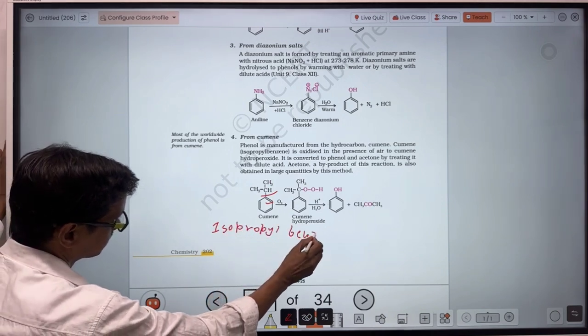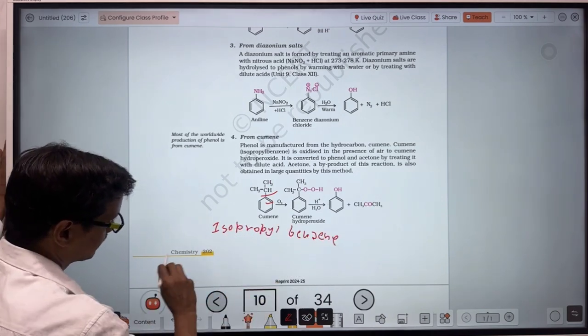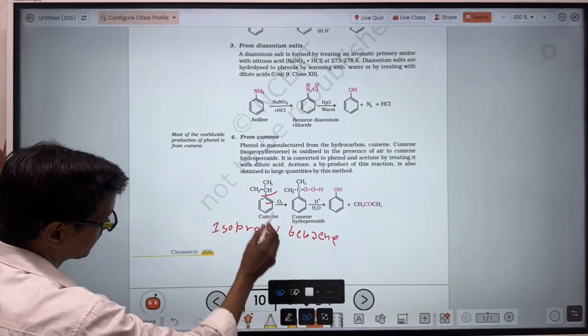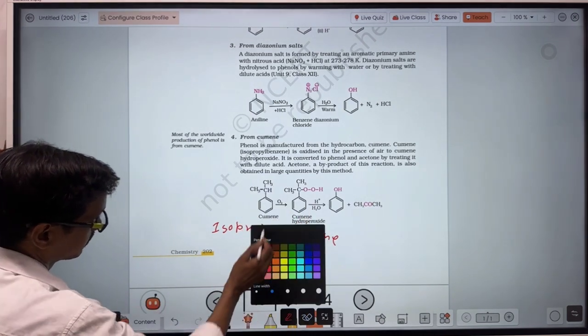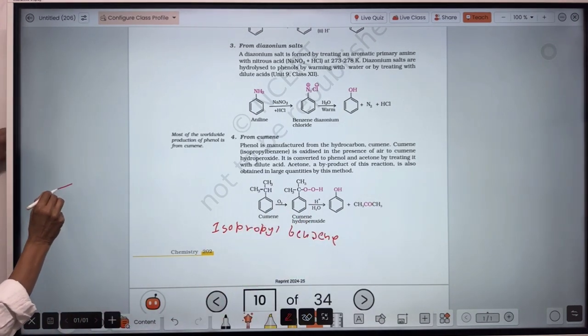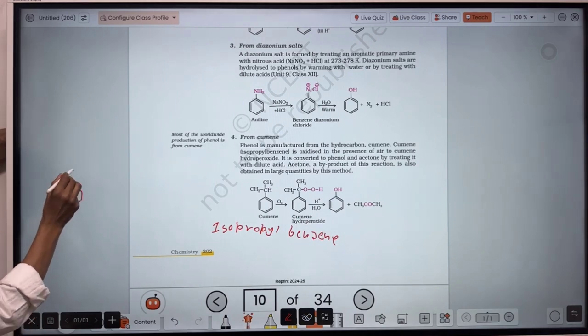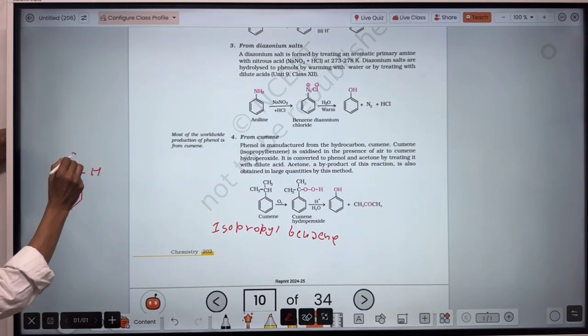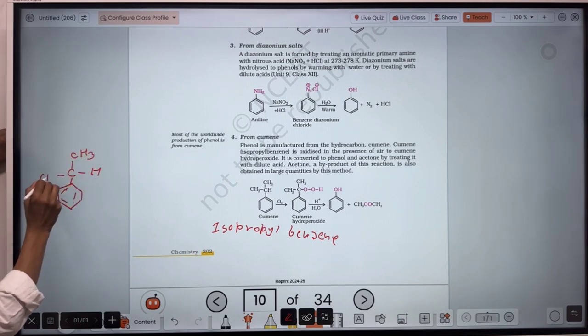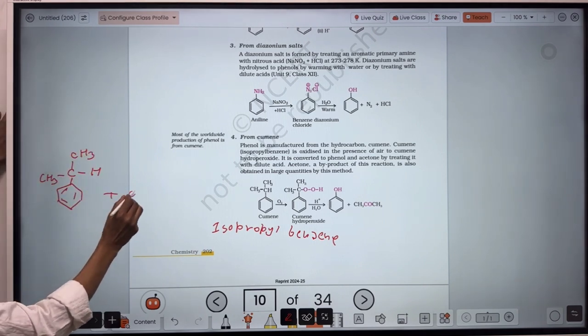Isopropyl benzene. So when cumene will be treated with oxygen, what happened here? Cumene here, oxygen is this one.